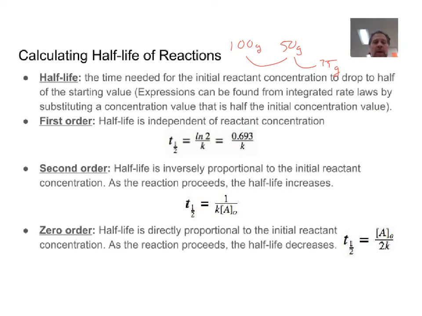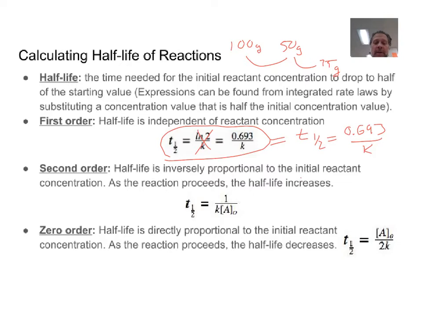So there are first order, second order, and zero order half-lives. In the first order half-life, the half-life is independent of the reactant concentration, and this is the formula that you will use if it's a first order reaction. The natural log of 2 is 0.693, and I believe even on the AP exam, they just give you this. T1/2 equals 0.693 over the rate law constant. So I don't even think you need to really know this. You just have to know that that's for a first order reaction.